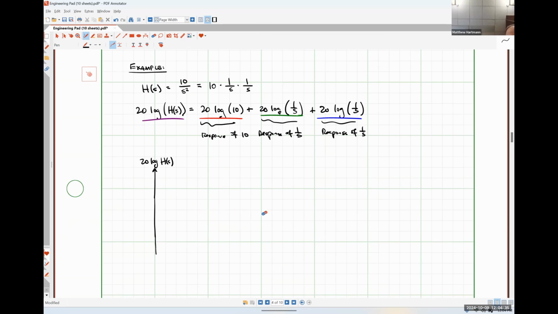I'm going to give myself enough room here just to make this. All right, so here's S. So let's put 10 to the 0 here. So 10 to the minus 1 would go here, 10 to the minus 2, 10 to the positive 1, 10 to the positive 2. This is 0 dB. This is 20 dB, 40 dB, negative 20 dB, minus 40 dB.